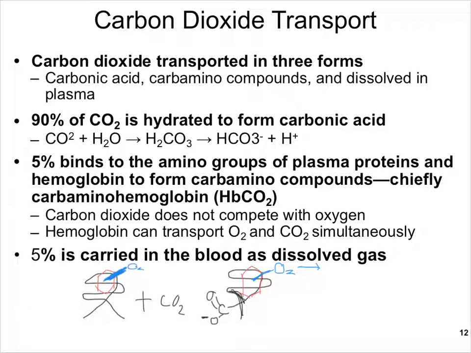And where are CO2 concentrations highest? CO2 concentrations are highest in the cells of your body that are burning the most oxygen. Remember, for every oxygen you burn, you make a CO2. So where you need the oxygen the most, that's where CO2 is highest, and that's where you're going to drop off more of your oxygen. Blood is a pretty awesome thing.